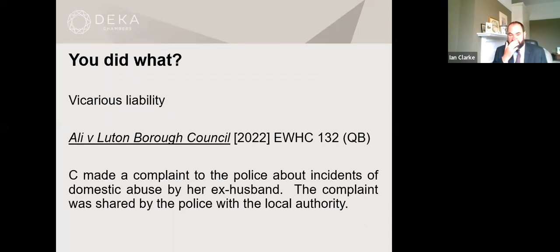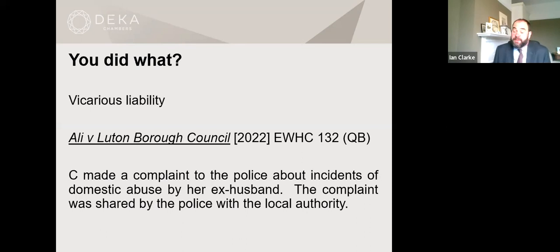Moving on to vicarious liability. So you're left with a Data Protection Act claim. You're left with a more than trivial claim for distress, possibly a claim for special damages as well. Are you liable for the actions of whoever was responsible for the data breach? Vicarious liability, we know, is not controversial, is a concept that is applicable in data claims. And again, another very recent case, Ali v Luton Borough Council, considered vicarious liability in the context of data claims.